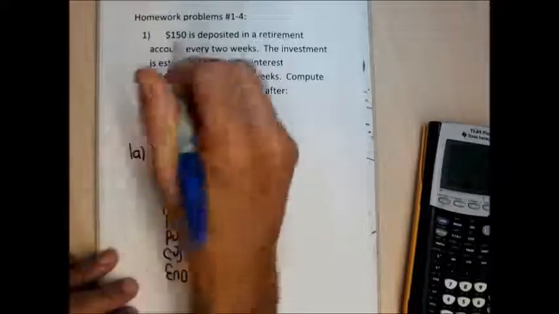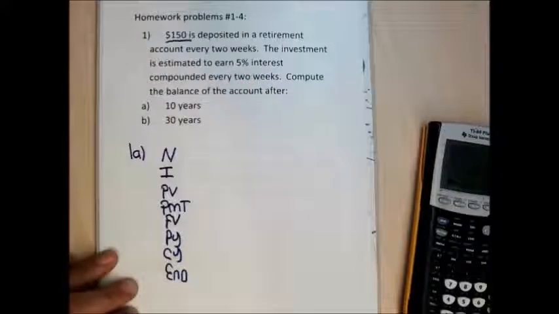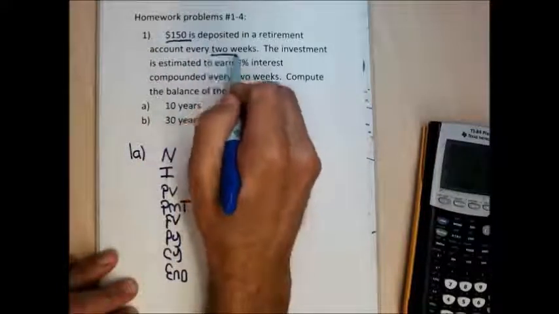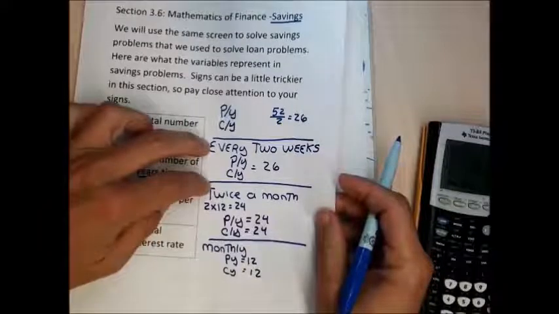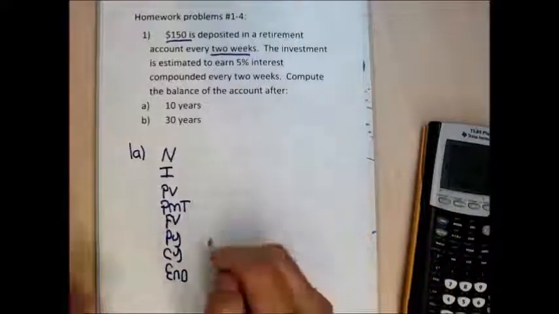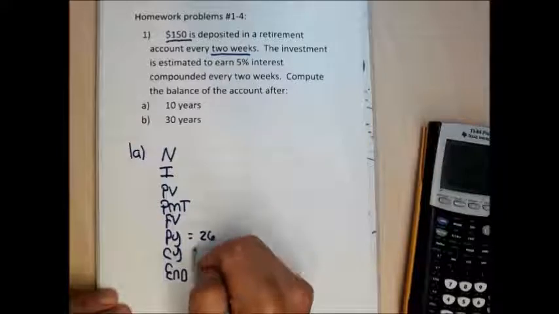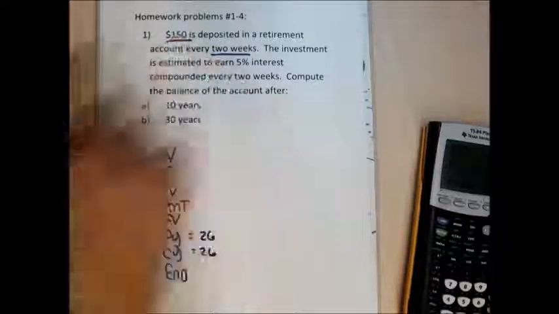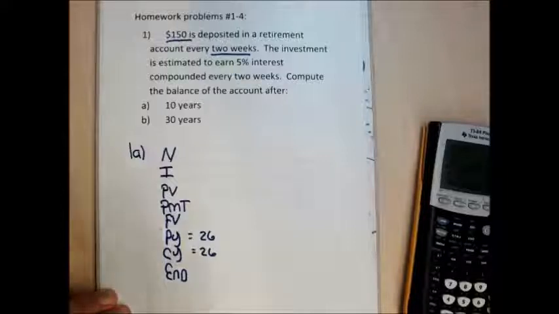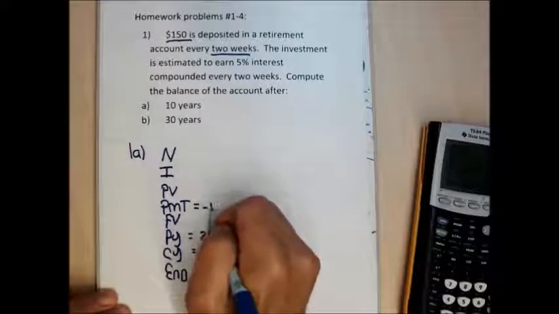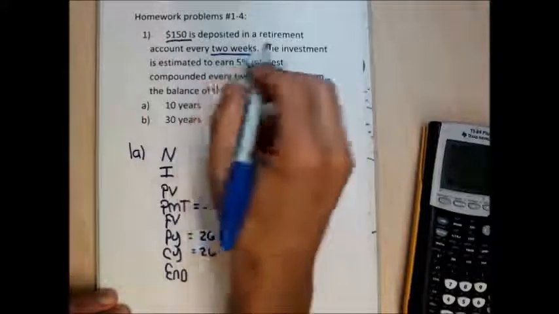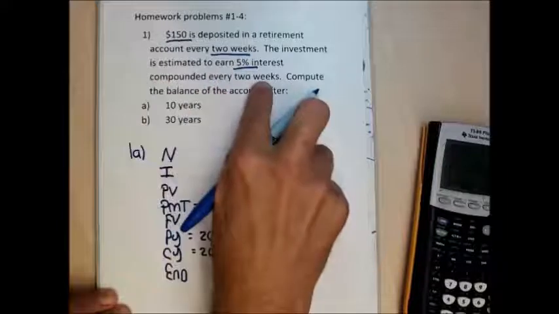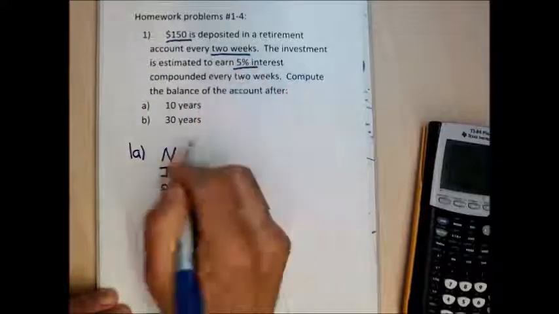So for part A, the first number I see, $150, is deposited into a retirement account every 2 weeks. That by default gives me 2 of the values for the problem. The every 2 weeks is 26 for the PY and the CY. And the $150, because you're making more than one $150 deposit, that's a PMT. The $150 is going to go in as the payment, and it's going to be negative. Second sentence, the investment expects to earn 5% interest compounded every 2 weeks. The only new number in that sentence gives me the I.